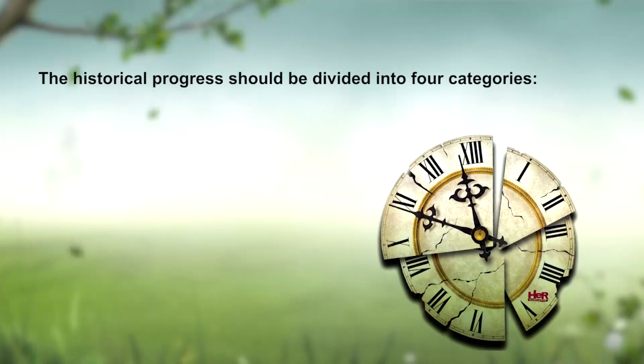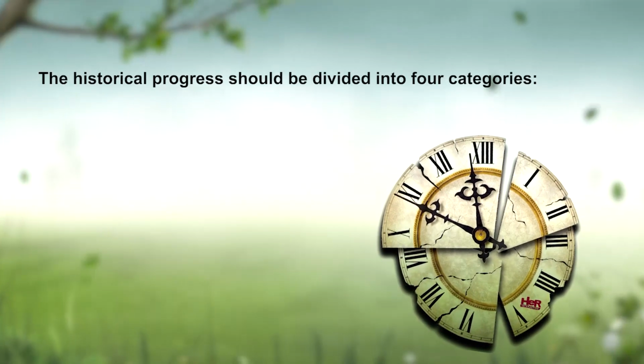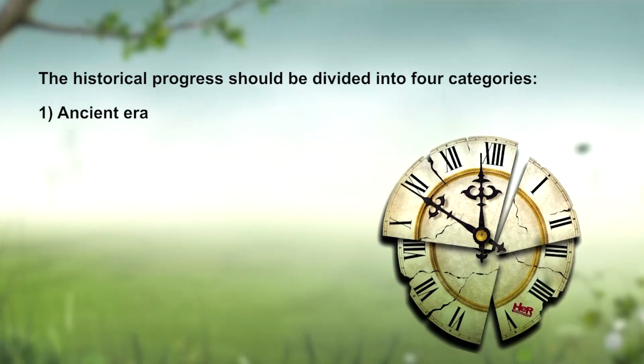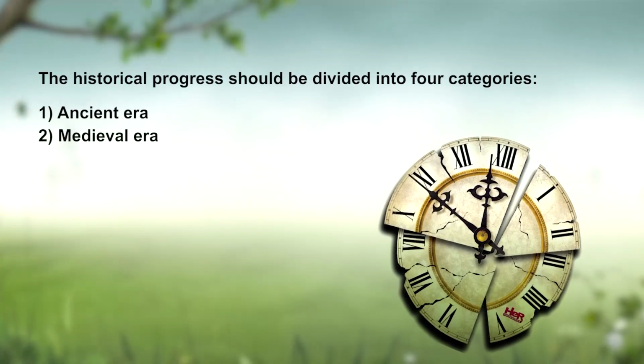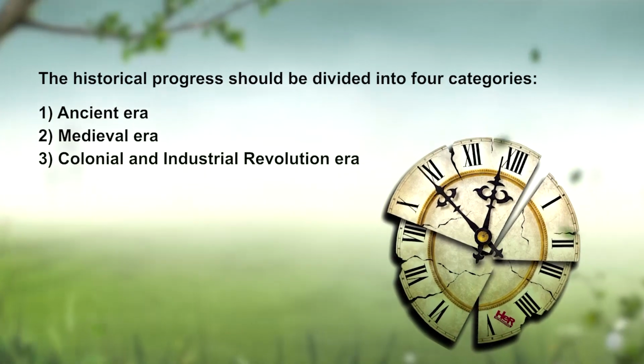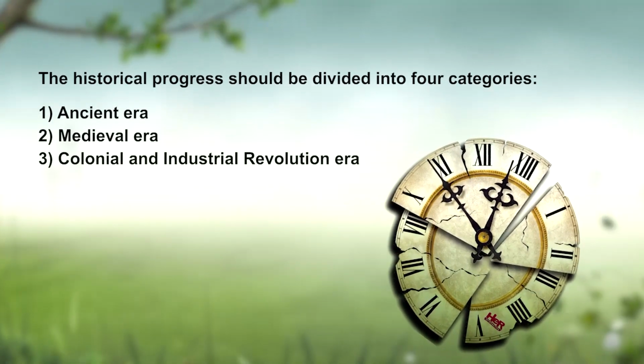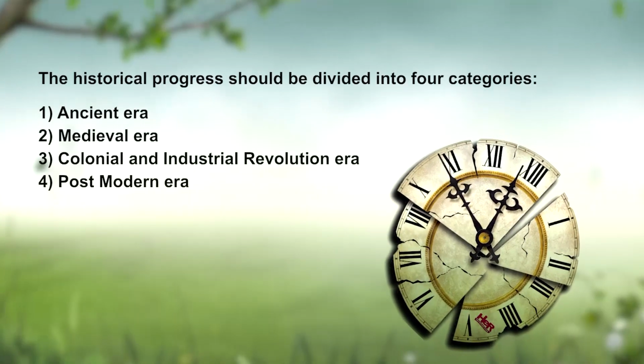So let's have a brief idea about the historical overview. Environmental laws have originated over centuries, so the historical process should be divided into certain categories. For our ease, we have divided them chronologically into 4 historical stages. Number 1 is the ancient era, number 2 is the medieval era, number 3 is the colonial and industrial revolution era, followed by the last phase, the post-modern era.